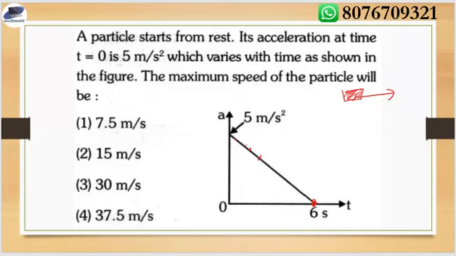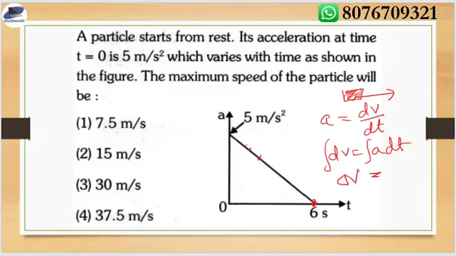To calculate it, we go with the theory. We understand that a equal to dv by dt. Okay, so dv equal to what? a dt. So if we integrate it, that is nothing but del v. So del v is nothing but integral of a dt. And we know that the graphical meaning of integration of a dt is nothing but area under the graph.